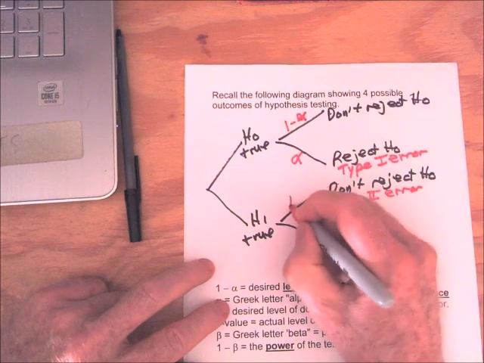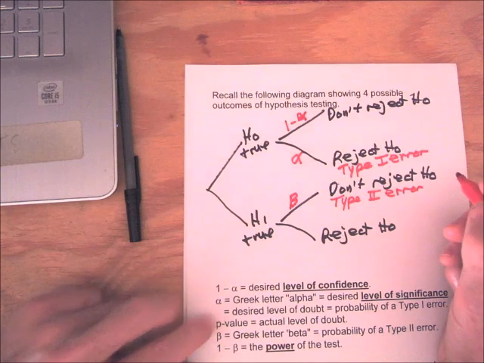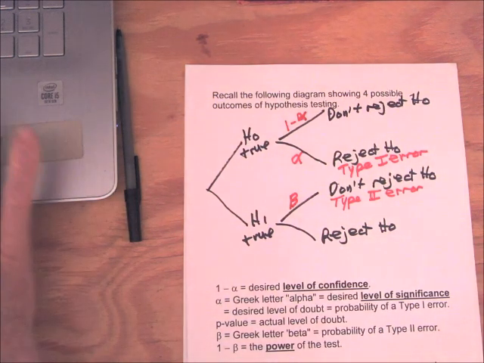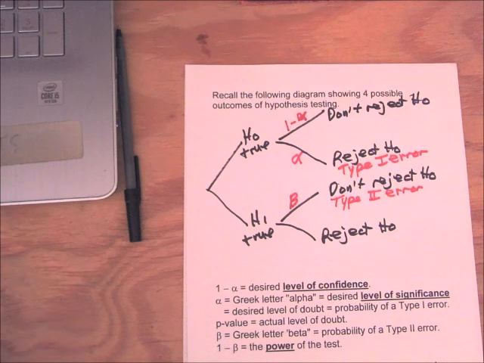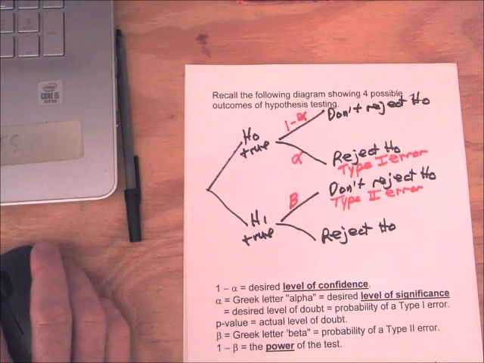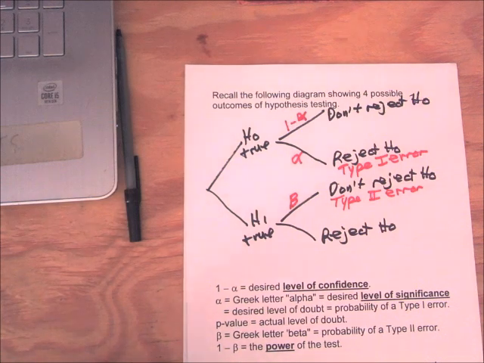And the probability of type 2 error is represented by the Greek letter beta, which is, I seem to have frozen here. Oh boy, I don't know. Okay, that looks like I'm not frozen.